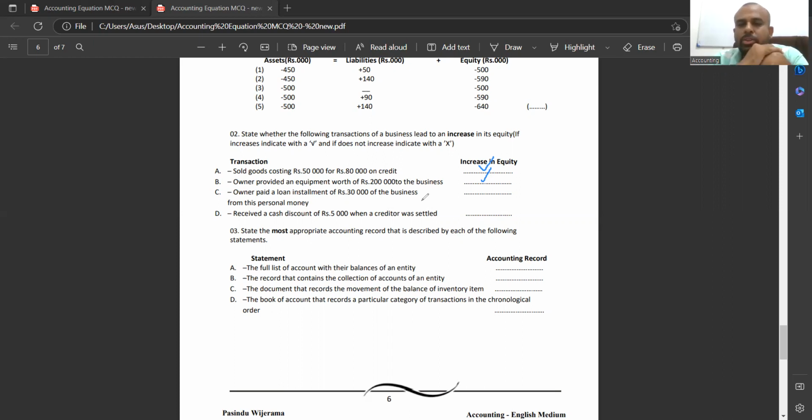You know that according to the separate entity concept, if the owner incurs a business payment, you need to consider it as what? Additional capital. And equity balance increases. Last one, receive the cash discount, son, that is an income. Again, equity balance increases. In this transaction, 50,000 worth stock you sold for 30, equity increases, there's a profit. Owner provided an equipment worth 200,000, additional capital. Owner paid the loan installment, again an additional capital. And cash discount 5,000 is an income. Income increases owner's equity. Right.